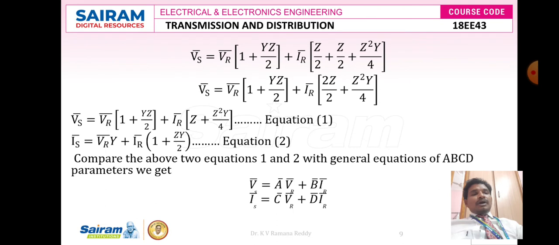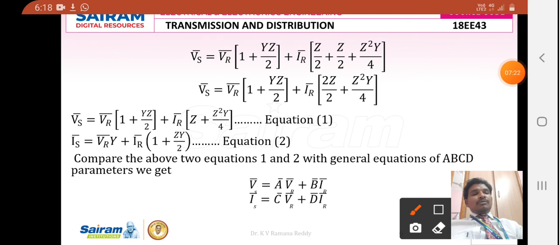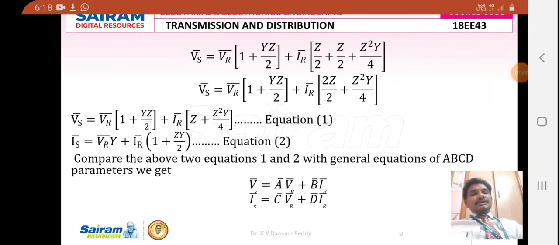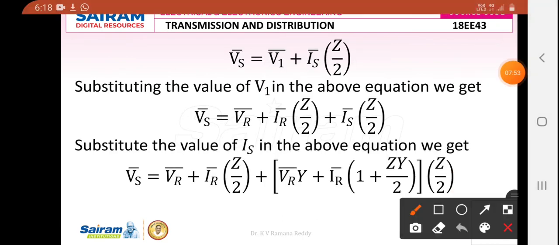Next, I am going to write the above equations in matrix notation by taking VR bar and IR bar as a reference. Therefore, the Vs bar equation becomes VR bar of (1 + ZY/2) plus IR bar of (Z/2 + Z/2 into (1 + ZY/2))... Then Vs bar is equal to VR bar of (1 + YZ/2) plus IR bar of (Z/2 + Z/2), the 2Z/2 gets cancelled. The remaining term is Z squared Y/4. It is represented as equation number 1. Similarly, the sending end current Is bar is equal to VR bar Y plus IR bar of (1 + ZY/2), which is represented as equation number 2.